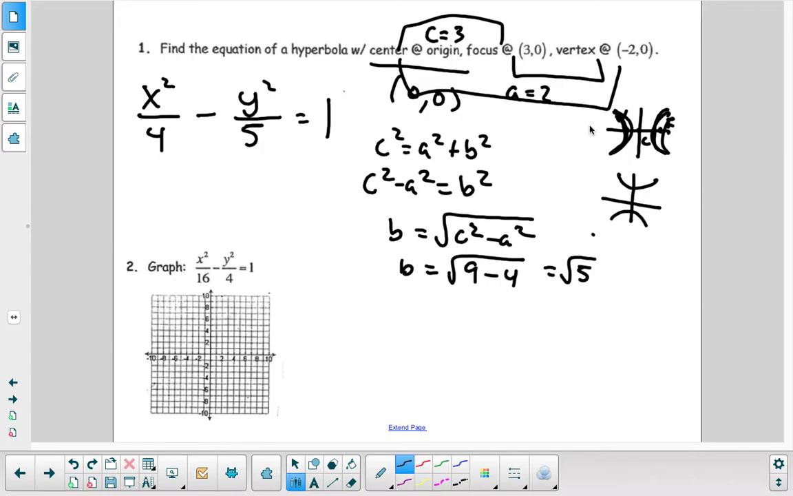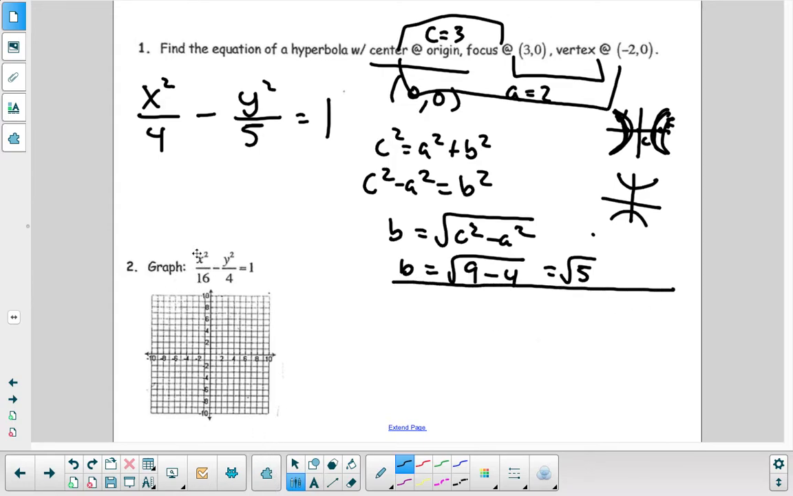Okay? So moving on, but just the way you can tell if it's opening up and down, or left and right, is based off of the alignment of these coordinates. So they're aligning horizontally. That means that your hyperbola should be opening up left and right. It's as scientific as it gets.